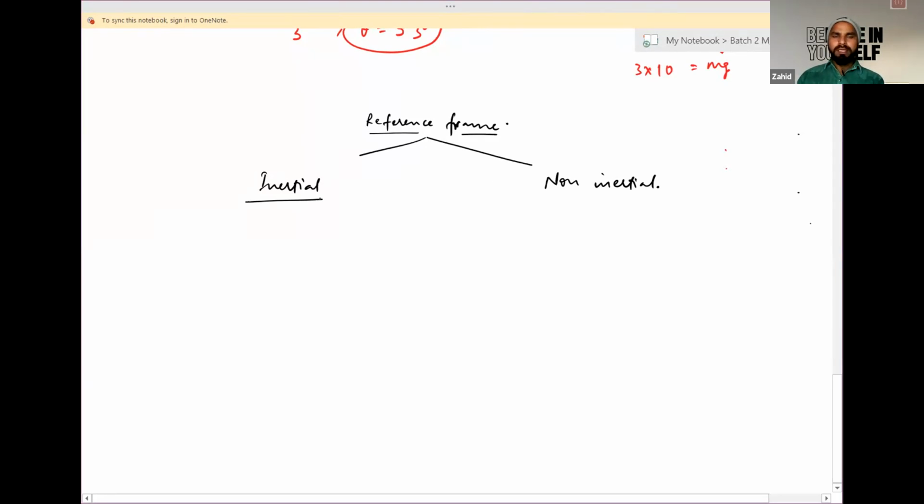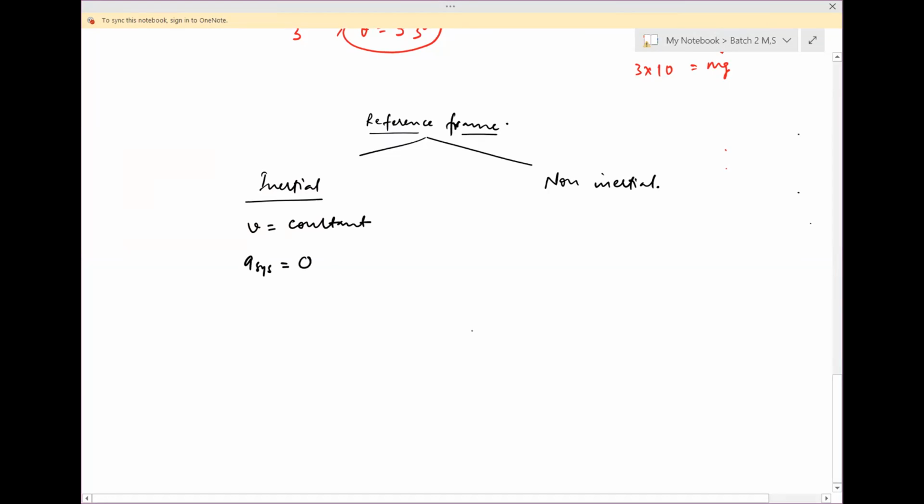Inertial means if a system is having zero velocity or some constant velocity for which there will be no acceleration, that will be termed as inertial frame of reference. If velocity is zero or constant, then the acceleration of the system will be zero. Is it clear? Yes, sir.